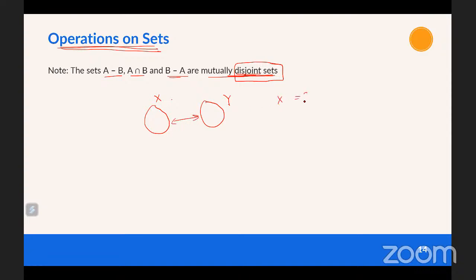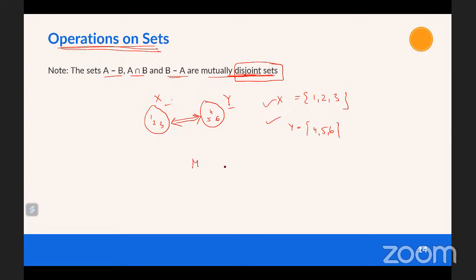For example, X contains 1, 2, 3 and Y contains 4, 5, and 6. Okay. So in this case, 1, 2, and 3 will be there, and 4, 5, and 6 will be there. So there is no element which is common to both the sets X and Y. Therefore, X and Y are disjoint sets.